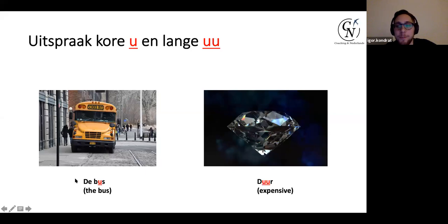Okay, we have now the bus. You pronounce it like the bus. And we have duur. Duur, like expensive. So we can say the bus is duur. The bus is expensive. In Holland, it can be expensive. The bus is duur.